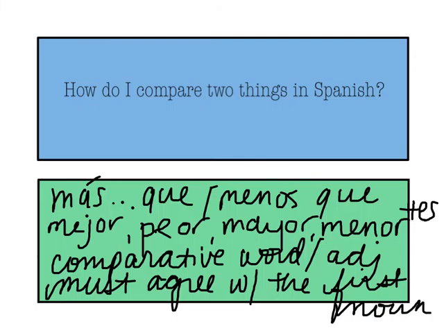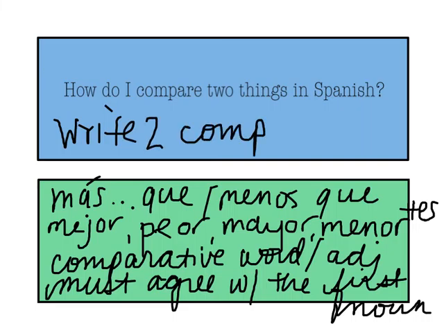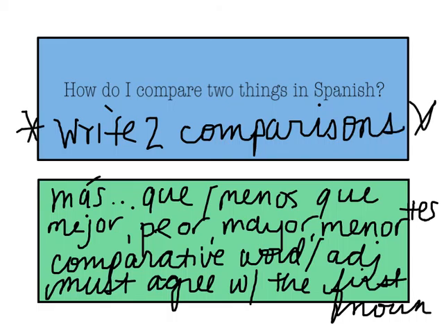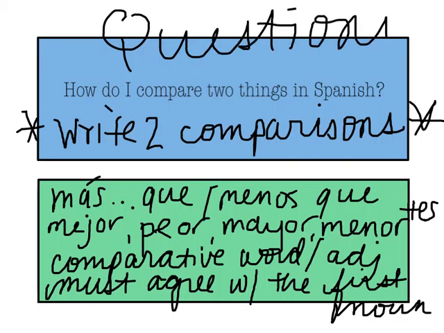Okay, and as you finish up today, I would like for you to please write two comparisons on your own paper, comparing either your family or things in your room. I want for you to do that. That's part of your homework, please. And if you have any questions, please go ahead and write them down so that you remember to ask them when we come back to class.